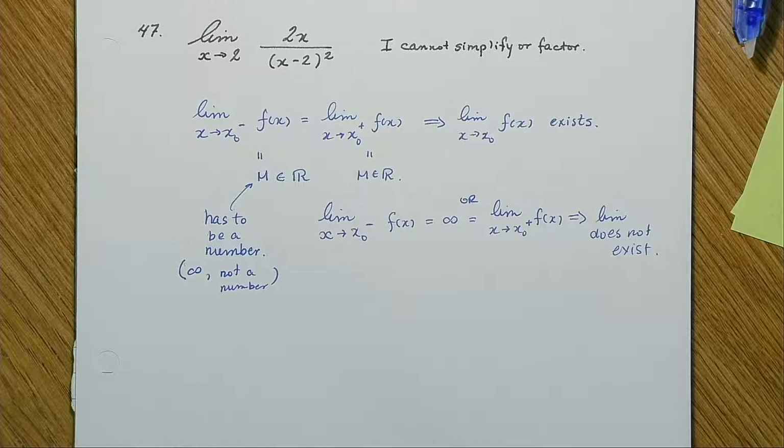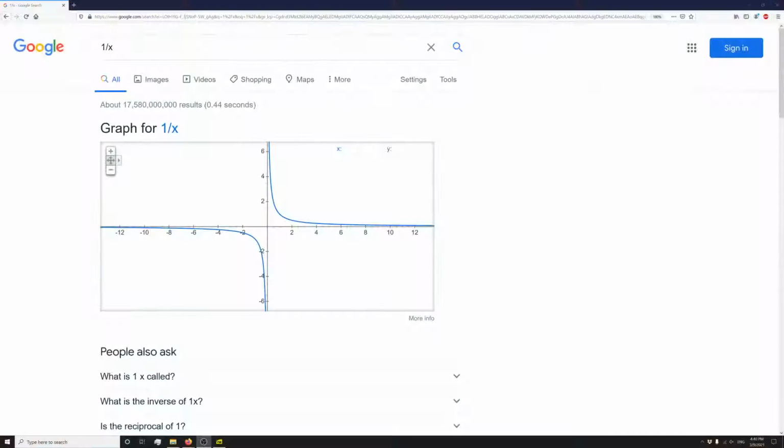So you'll run into problems like that when you have 1 over x. Let's have a look. Again, from the left-hand side it's going to negative infinity, and from the right-hand side it's going to positive infinity.